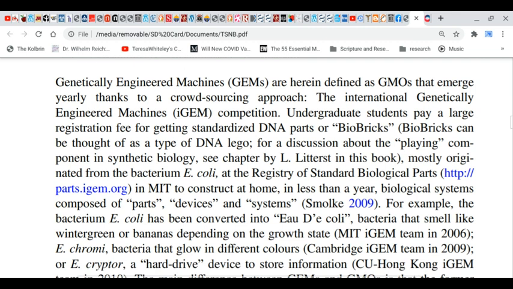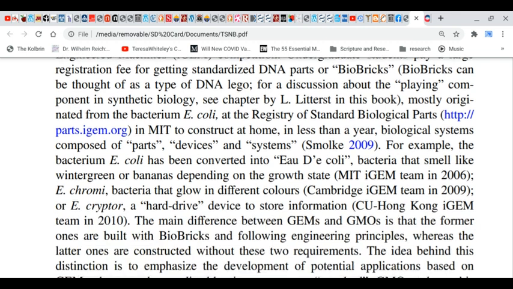For example, the bacterium E. coli has been converted into eau d'coli bacteria that smell like wintergreen or bananas, depending on the growth state, E. chromi bacteria that glow in different colors, or E. cryptor, a hard drive device to store information.